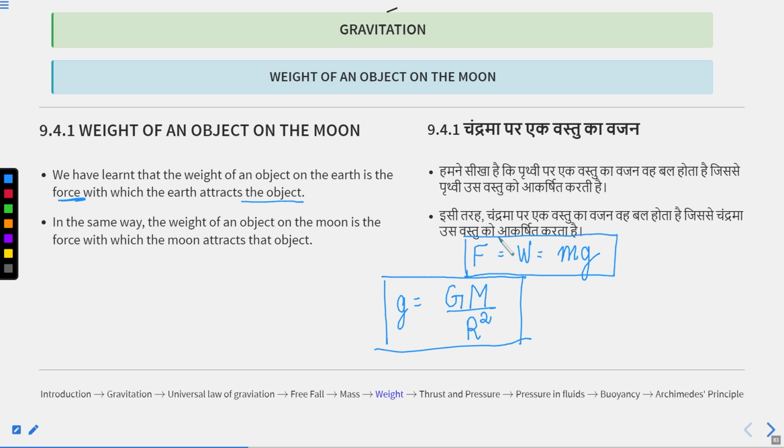Clear class? In the way we calculated the weight on the earth, in that same way we can calculate the weight of an object on the moon. What will be the weight of an object on the moon? It will be the weight, or that force with which the moon attracts the object. Clear class?